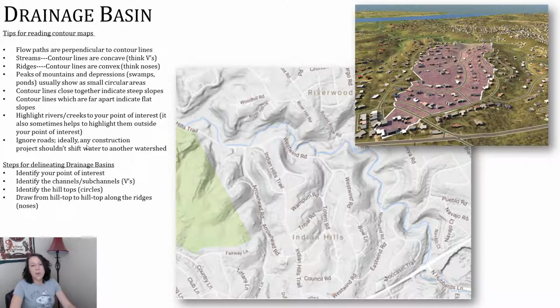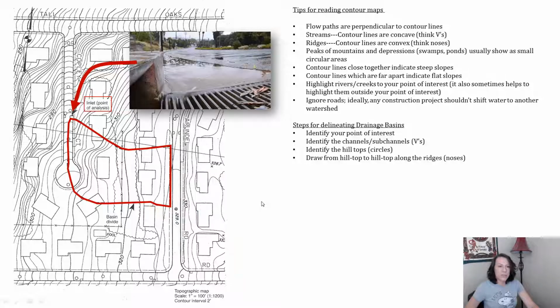It says to ignore roads. Ideally, construction shouldn't shift drainage. Typically, roads are boundaries unless we're looking at a road for where we're going to put our drainage pipes. So the steps for delineating a drainage basin is find your point of interest, identify the ridges and the valleys, and then draw from hilltop to hilltop. So let me show you a few examples to get you started.